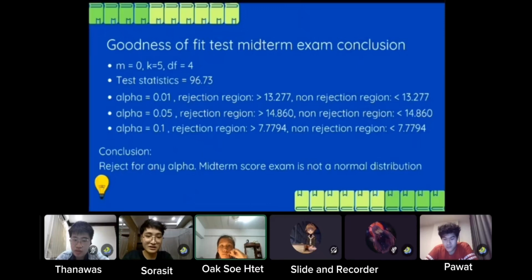Conclusion. Our goodness of fit test rejects for any alpha. The midterm exam score is not a normal distribution, as shown in the slide.